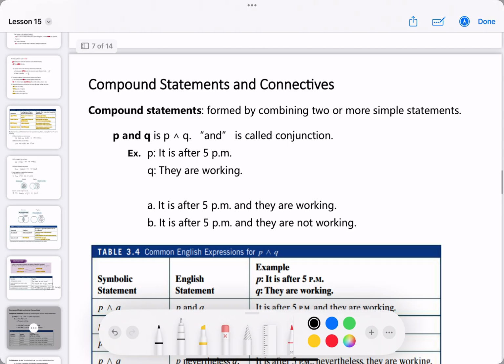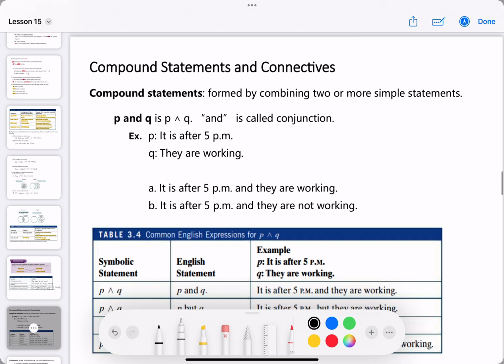Let's see the next part, compound statements and connectives. Compound statements are formed by combining two or more simple statements. The first one we are learning is and. P and Q: we use a symbol to represent statement P and statement Q. This symbol is called and, and it is called a conjunction.